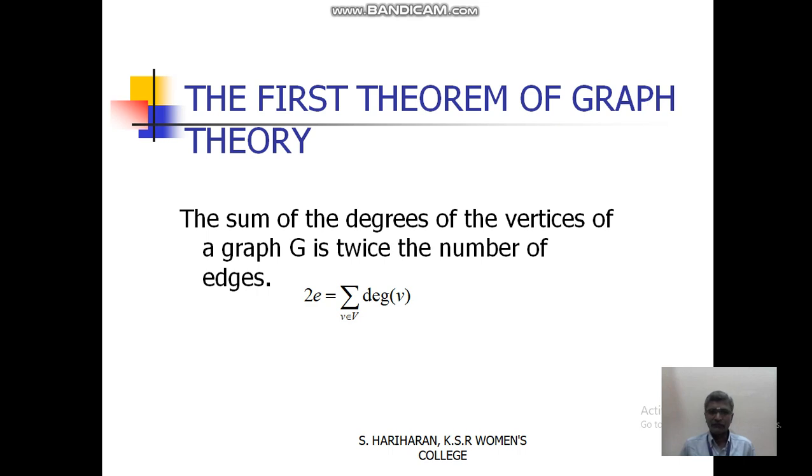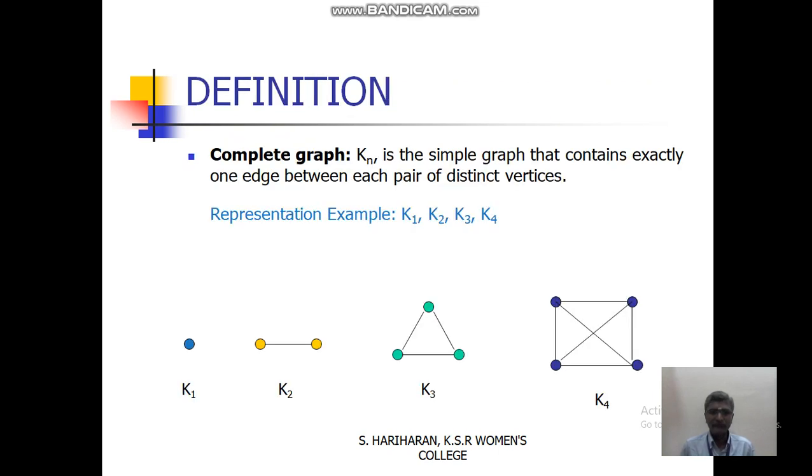Next, it is the first theorem of graph theory. That is, the sum of the degrees of the vertices of a graph G is twice the number of edges. That is, 2E equals the summation of degree of v. Next definition, complete graph. It is represented by the symbol Kn, and it is the simple graph that contains exactly one edge between each pair of distinct vertices, and the following are examples of complete graphs.